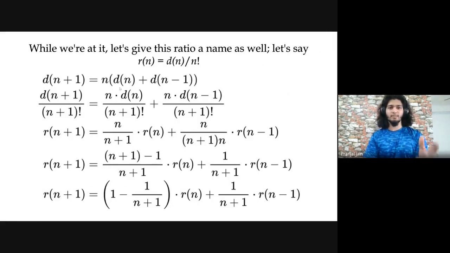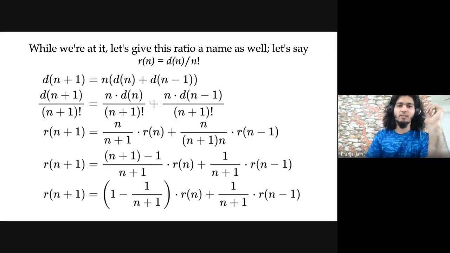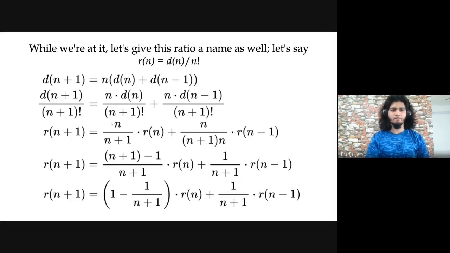So what I've done here is basically some algebra after dividing by n plus 1 factorial. We start off, and we'll give this ratio a name, r of n. So r of n is d of n by n factorial.